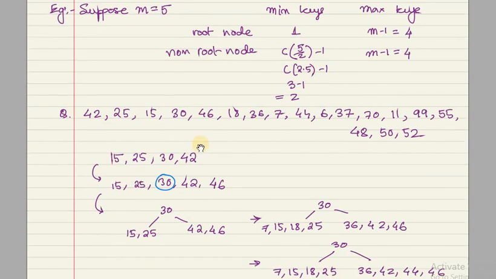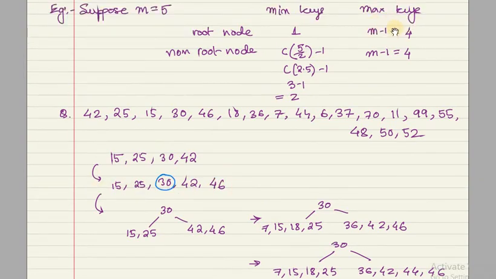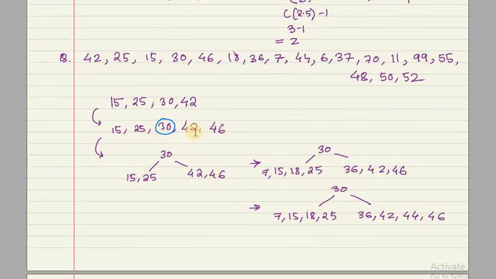But as soon as we add 46, suppose we add 46 here, now we have more than the values that we can attain, right? We can have only 4 keys, but we have 5 keys now. So what has to be done is pretty simple. You take the middle element and put it as a root, and then let the other values be children.